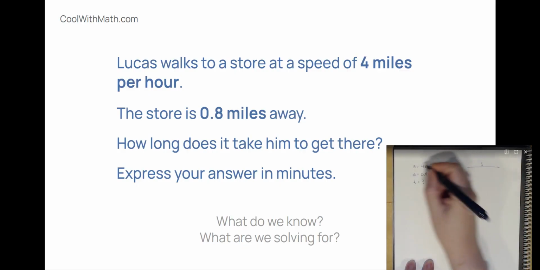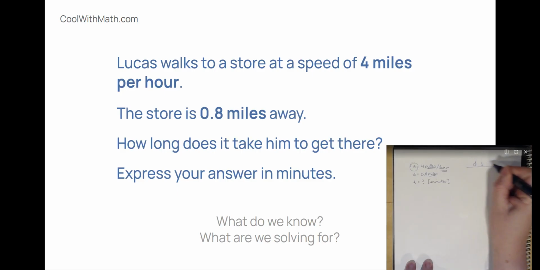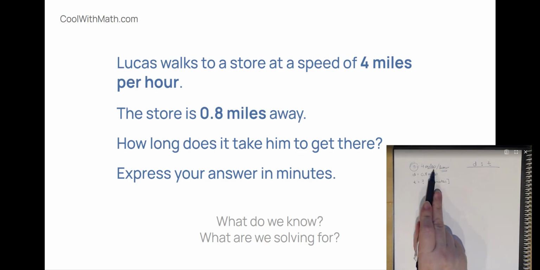So all speeds are comparisons between distance and time. So I'm going to go ahead and just set that up here. I'm going to use D and T because we've done so many of these problems with distance and time that D and T will always stand for distance and time. So let's break down that speed unit. It is 4 miles per hour. That means 4 miles in every 1 hour.